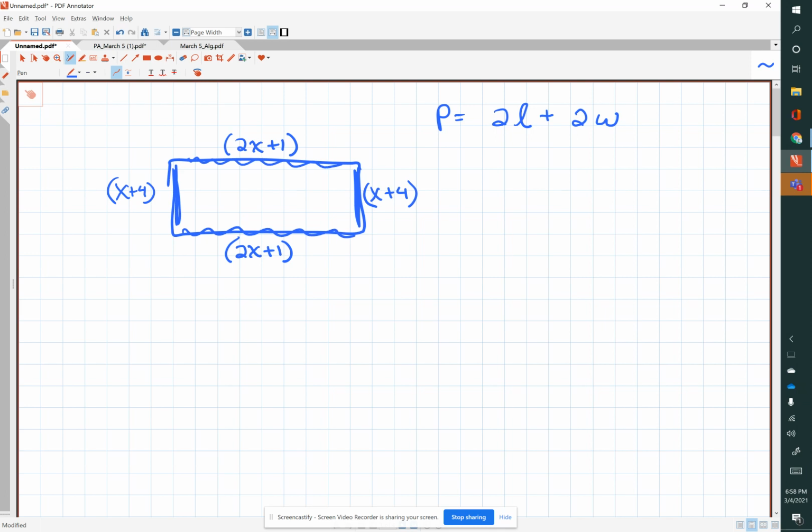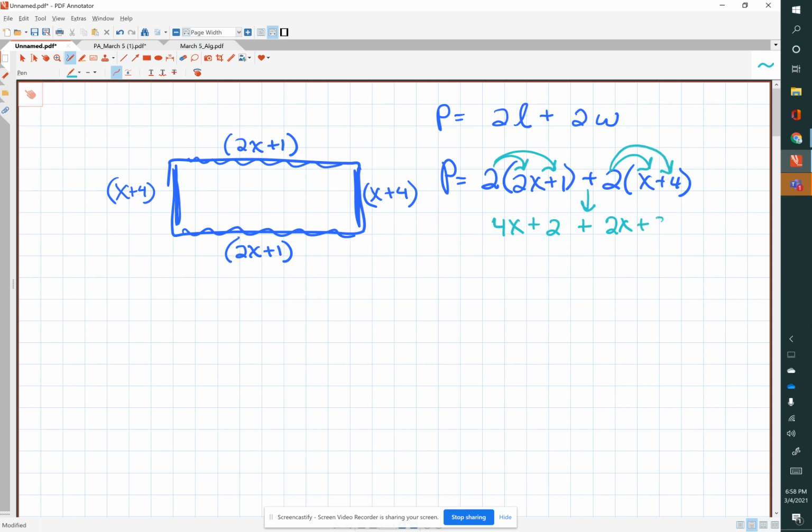So let's go ahead and work our problem. Perimeter equals 2 times the length, which is 2x plus 1, plus 2 times the width, which is x plus 4. So you can see what we really need to do now is distribute. So 2 times 2x is 4x. 2 times 1 is 2, and then we're adding, so we bring down the addition sign, and we distribute again. 2 times x is 2x. 2 times 4 is 8, and that's a positive 8.